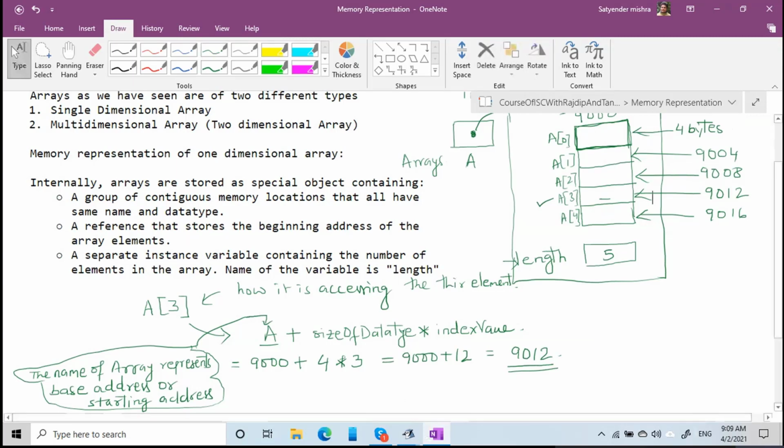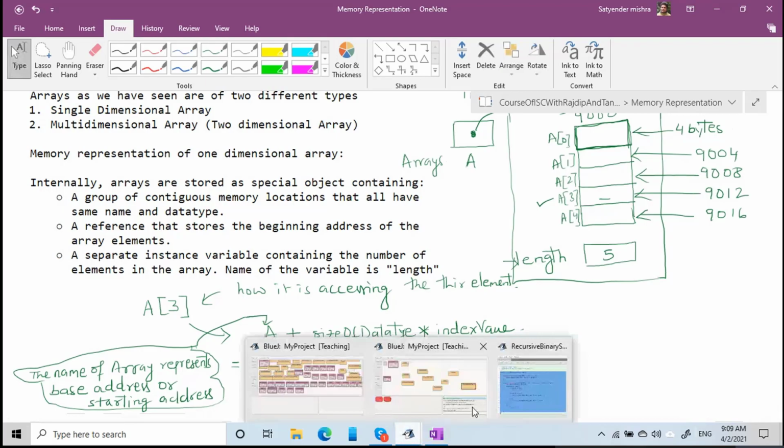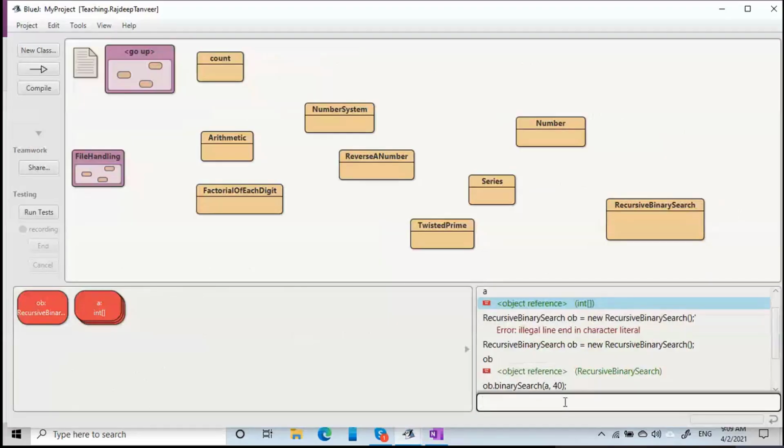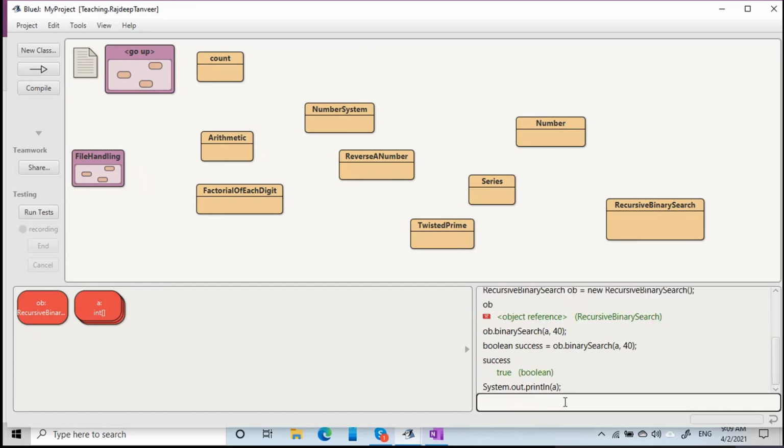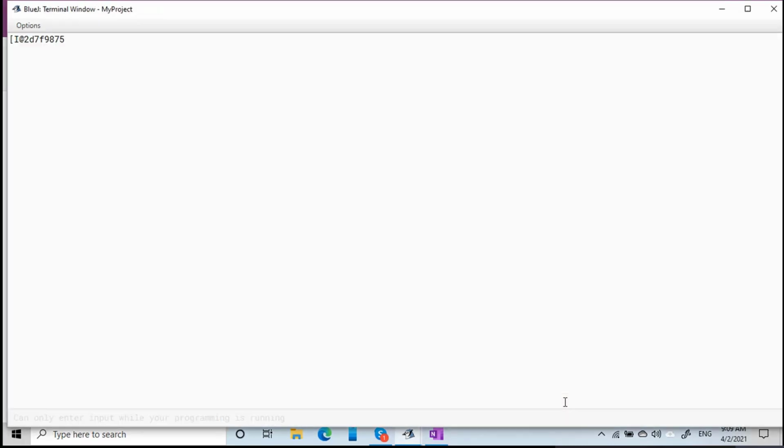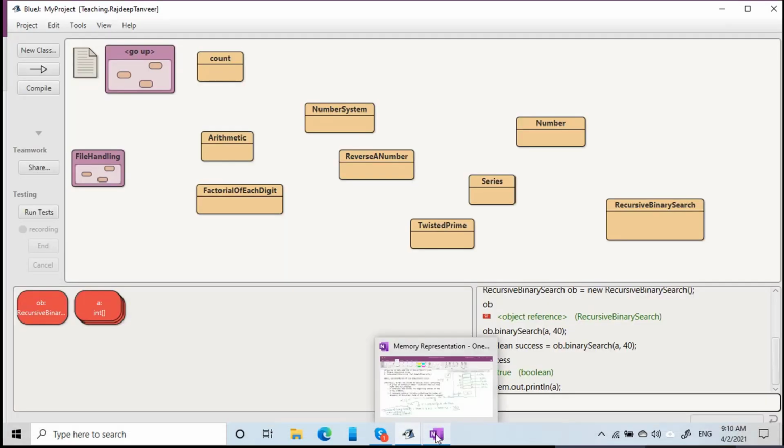If you write, I think it will show you the address of A here. If you write here system.out.println, if you write here A, it might show you the address. So this is the address. This is the base address. Fine. Okay, sir. So this is the base address of 2D7. Yeah, it is in hexadecimal form.